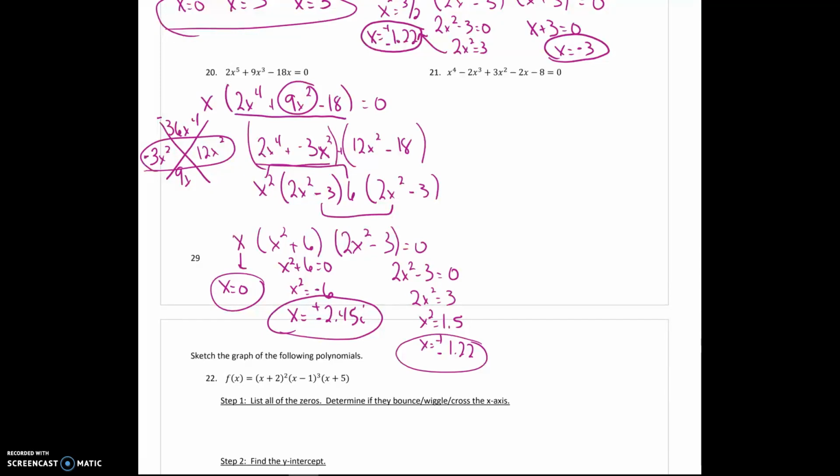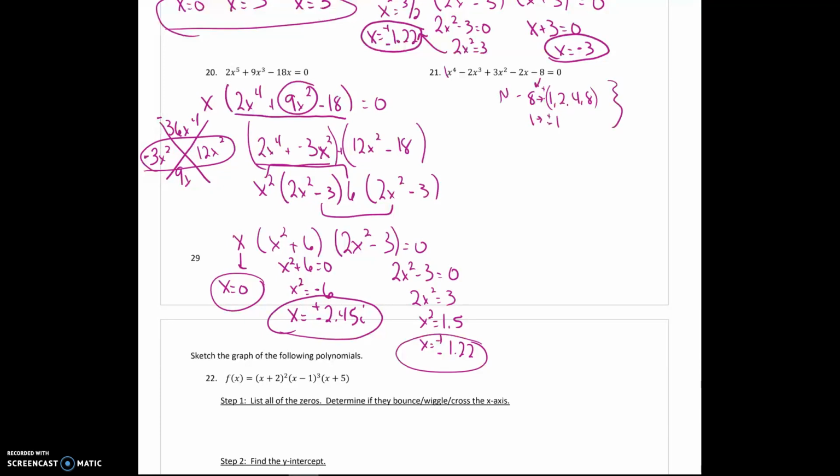All right, 21. The first thing I notice is that I have 5 terms, so I can't factor with 5 terms. So what I want to do is make a list of my numbers to test. And so I would take the factors of negative 8 and put them over the factors of 1. And I should have like this. And make this list of numbers.